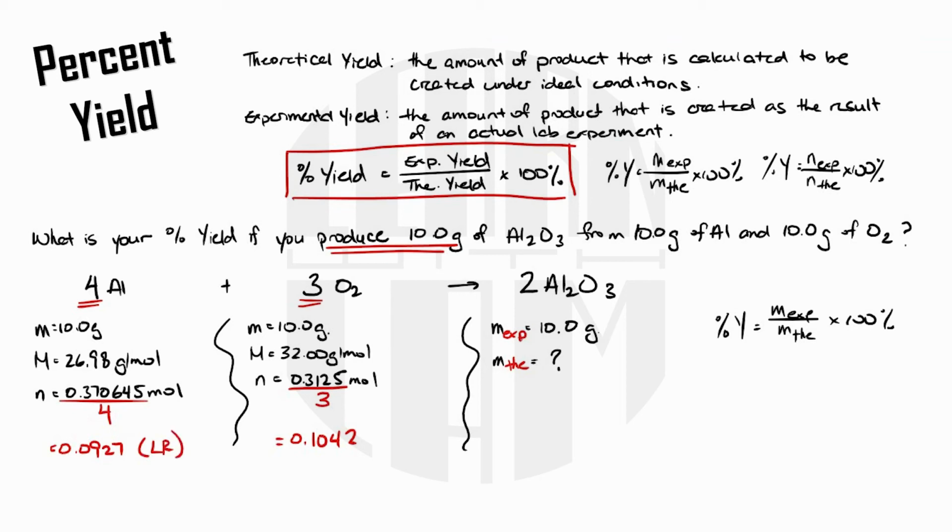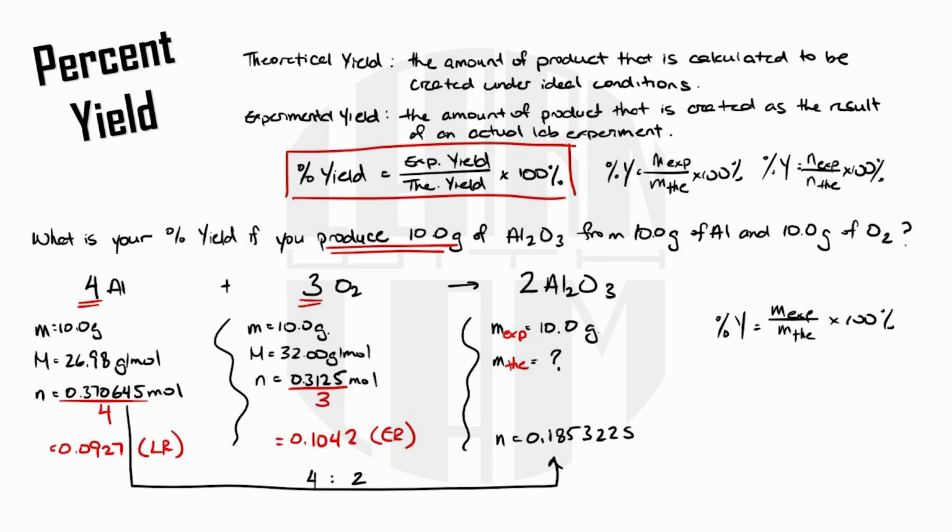Anyway, aluminum is my limiting reactant, so I'll ratio the moles of aluminum over to aluminum oxide. It's a 4:2 ratio, so I have 0.1853225 moles of aluminum oxide. The molar mass of aluminum oxide is 101.96 grams per mole, which gives me 18.895 grams as my theoretical mass of aluminum oxide. Again, my theoretical mass is how much I should make under ideal conditions. Obviously, there were some errors involved since I apparently only obtained 10.0 grams experimentally.